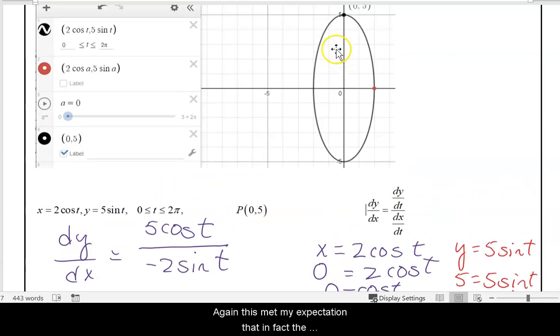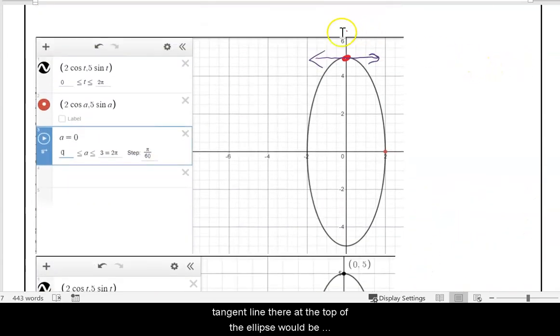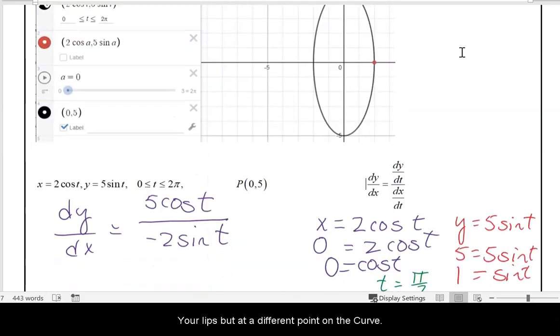Again, this met my expectation that in fact the tangent line there at the top of the ellipse would be horizontal, which means it has a derivative of 0. Let's take a look at a different example for the same curve, which is the ellipse, but at a different point on the curve.